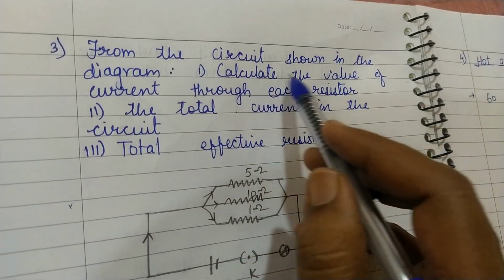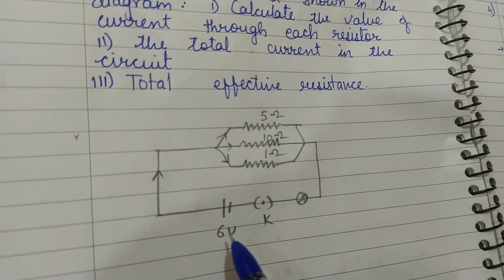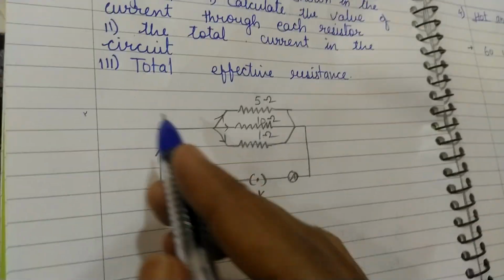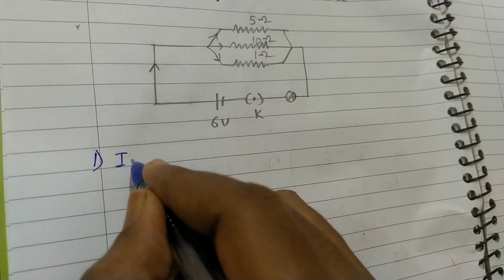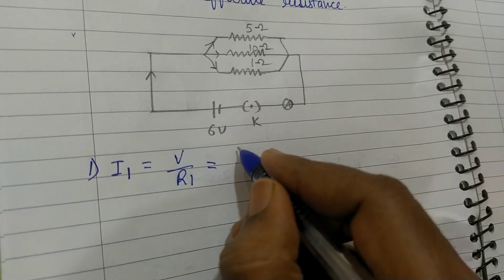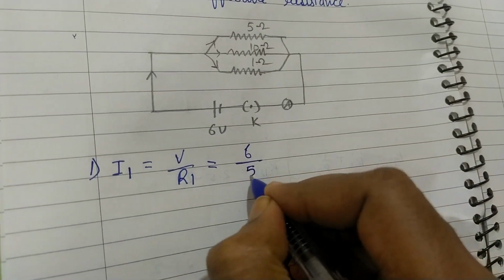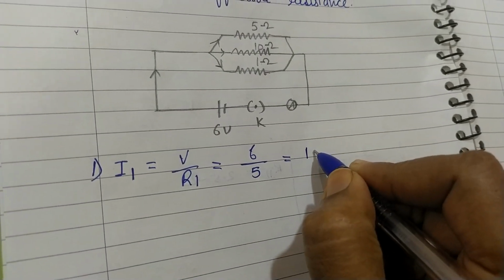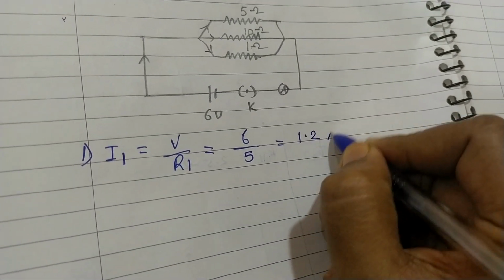So here, first what we will do, we will calculate the value of current through each resistor. See, voltage is given. What is the voltage? 6 volt. What do we need to find out? Current through each resistor. How many resistors are given there? 3. So first one, I1 is equal to V upon R1. What is the value of V? 6. What is the value of R1? We will consider it as 5. So what will it become? 1 point, how much is it? Divided. 2 ampere.